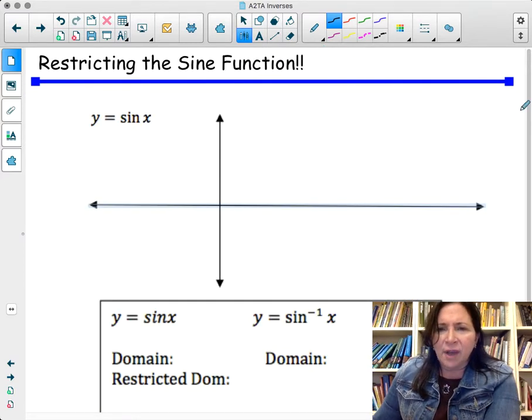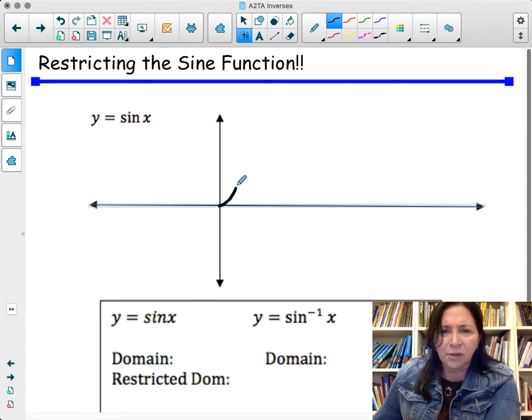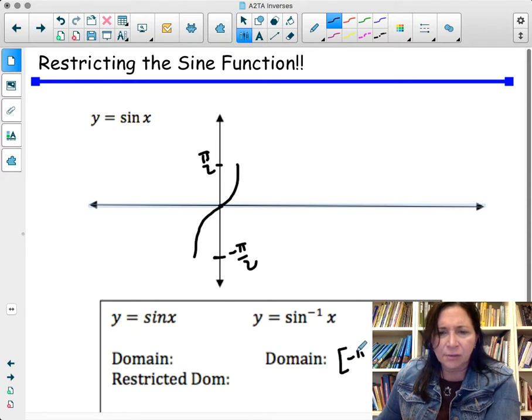So restricting the sine function. Basically, for sine, it's going to go up here and come down here. So our restricted domain here is, again, negative pi over 2 to pi over 2. That's our restricted domain, and then the values on the left and right are negative 1 to 1.